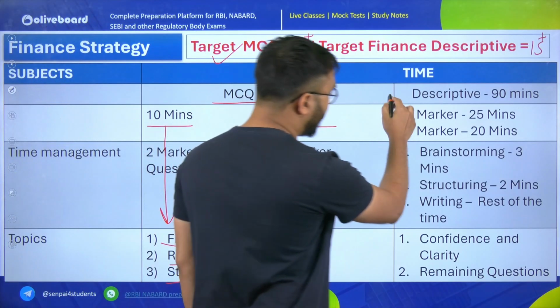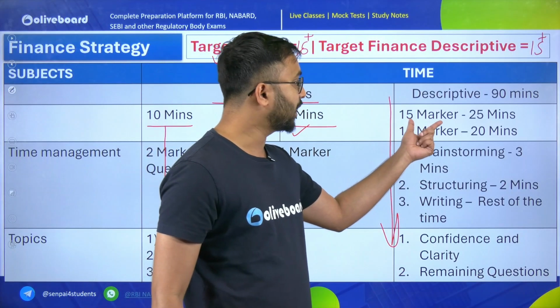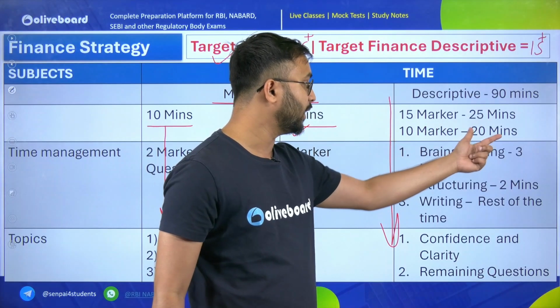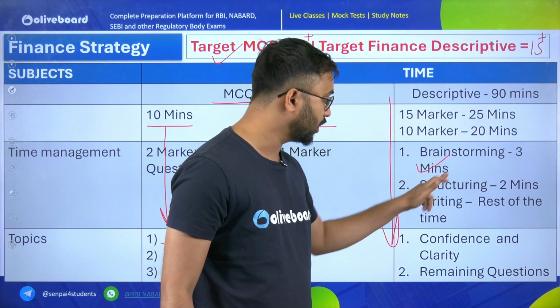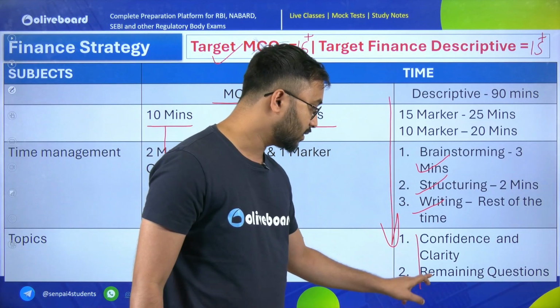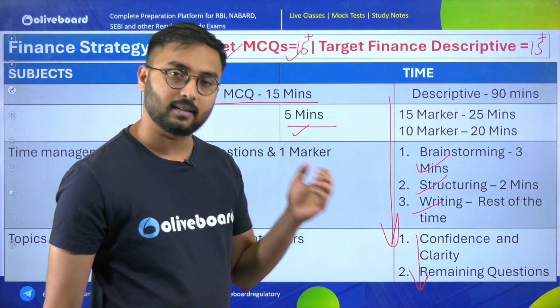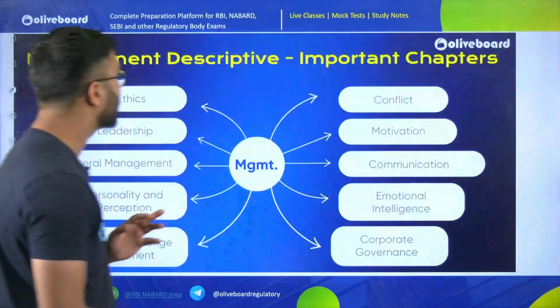The descriptive answer writing remains the same as for ESI. It means 15 marker question 25 minutes, 10 marker question 20 minutes, brainstorming 3 minutes, structuring 2 minutes and writing the answer in the rest of the time. And yes, first you have to solve descriptive questions where you are confident and the rest you have to solve later.